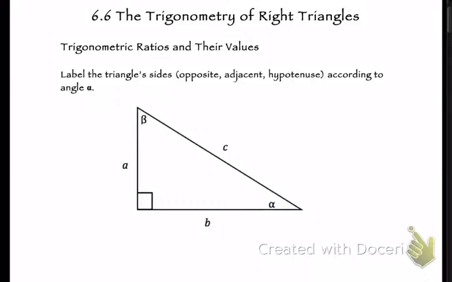Okay, this will be 6.6 trig of right triangles. This will be day 2. In day 2, what you're going to see is a little bit more of solving right triangles for any of its missing parts. It could be angles, it could be sides. So we're going to solve, I think we'll do 2 problems and we'll get some practice today in class. So make sure graphing calculators, let's get those out and let's get started.